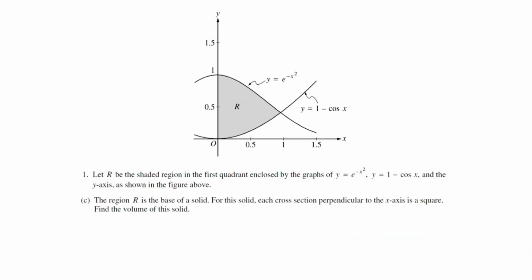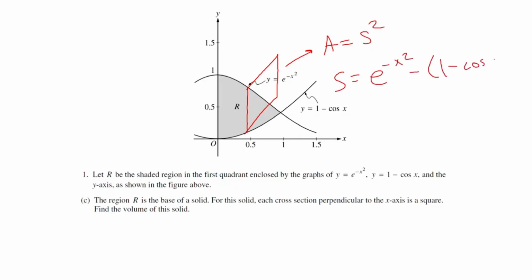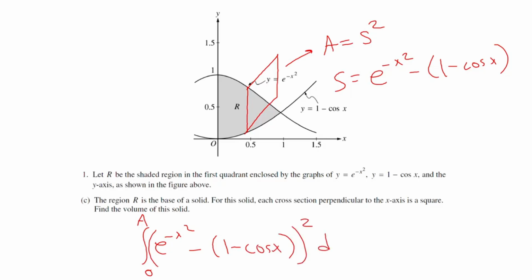And in part C, it says region R is the base of a solid, and the cross sections perpendicular to the x-axis are squares. Find the volume. Well, it's just a volume by cross sections again. Right, so the area of this cross section is just the side length squared, where the side length is the upper function minus the lower function. So we're just going to integrate from 0 to a of e to the negative x squared minus 1 minus cosine x, all squared, since it's the side length squared.